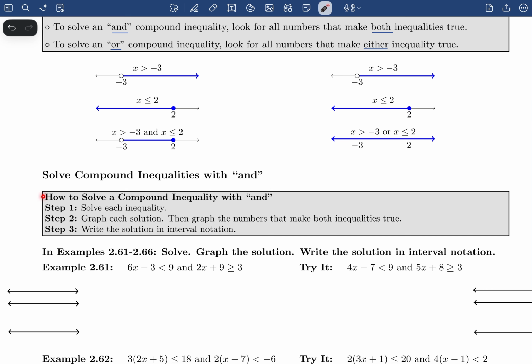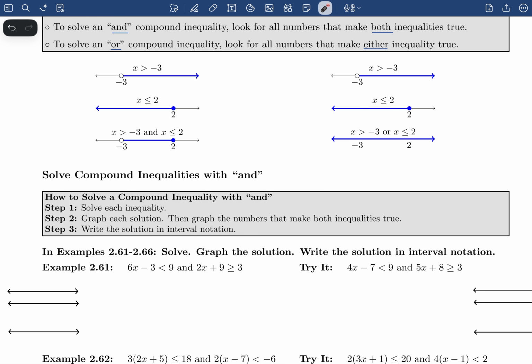Now, here's a quick how-to step process for how to solve a compound inequality with the word and. Step 1, solve each inequality. Step 2, graph each solution. Then graph the numbers that make both inequalities true. Step 3, write the solution in interval notation.